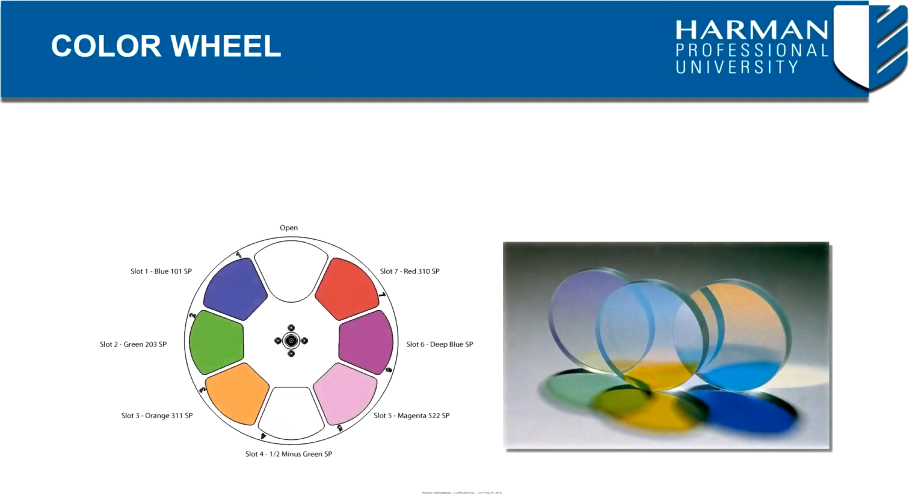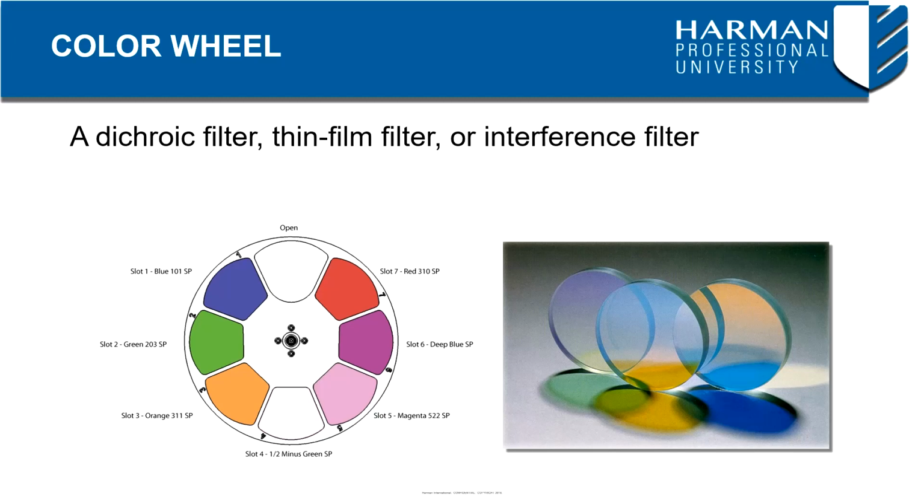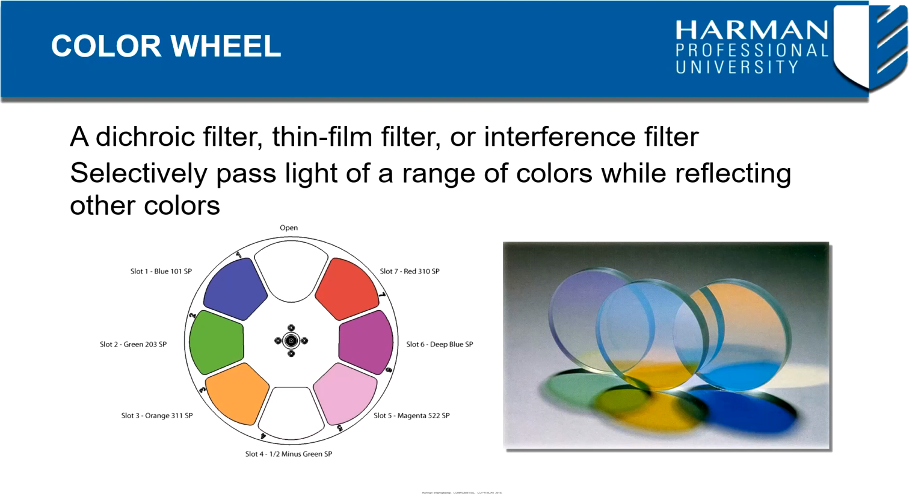The next effect we want to talk about is the color wheel. The color wheel is a dichroic filter, thin film filter, or interference filter, and is a very accurate color filter used to selectively pass light of a small range of colors while reflecting other colors. By comparison, dichroic mirrors and dichroic reflectors tend to be characterized by the colors of light that they reflect rather than the colors they pass.